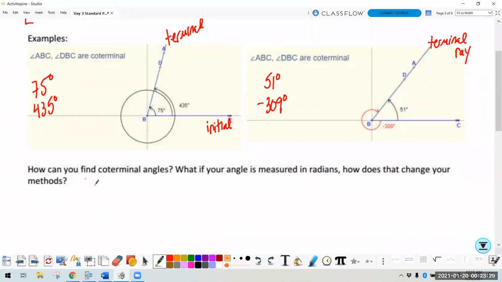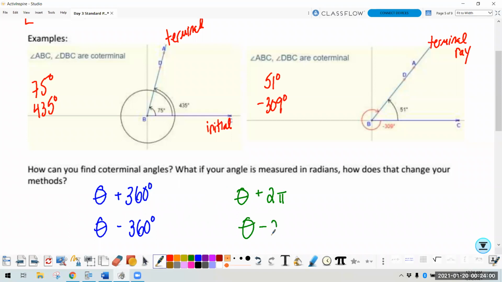So hopefully what you noticed is you saw the angle, we can either add 360, that's this first one, or you can take the given angle and subtract 360. That's this picture to find the negative angle. How would that change if we were in radians? Instead of the 360 degrees, what would you add or subtract? If you said 2 pi, that's correct. We would add or subtract 2 pi since that is the radian measure of a full rotation of 360 degrees.